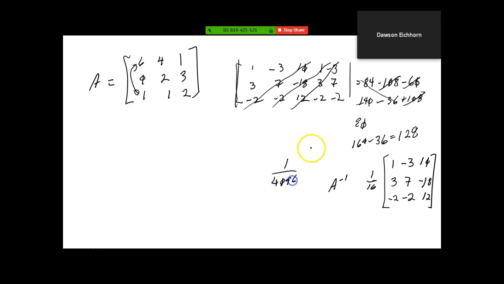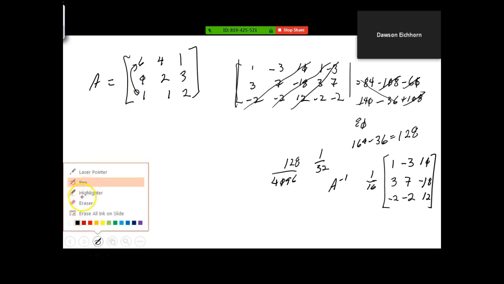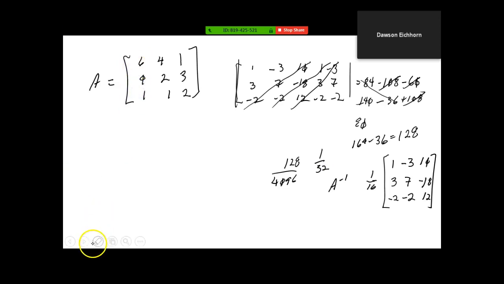4,096. Okay, multiply that by 128. Now, I know there's some reduction that's going to go in there. 1/32. One over 32. Okay. Now, let's see what the determinant of A is. You want to make a guess right now? Rather not. So let's do a reduction on this.